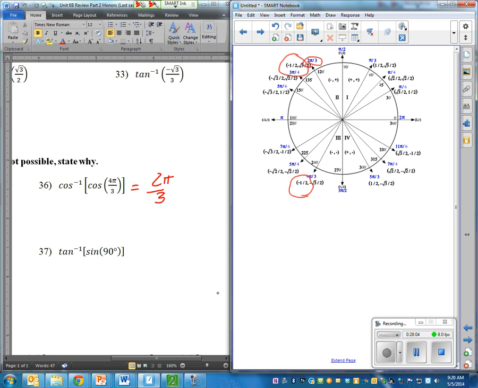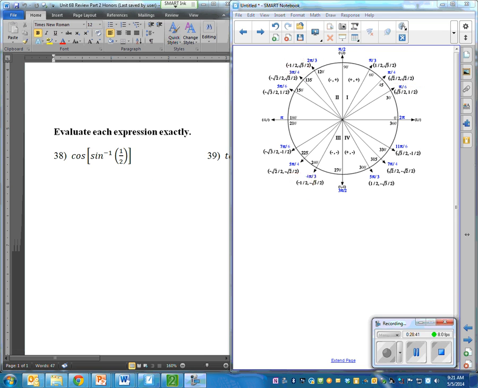Okay, number 37, the sine of 90. Well, here's 90 right here. The sine of it is 1. So we're really looking at the tangent inverse of 1. That means when the sine and cosine are the exact same. Sine and cosine are the exact same right here and right here. 225 is not in the domain of my inverse cosine. Therefore, the value that I'm looking at is going to be 45. Since we started out with degrees, we're going to end up in degrees, so it's 45 degrees.